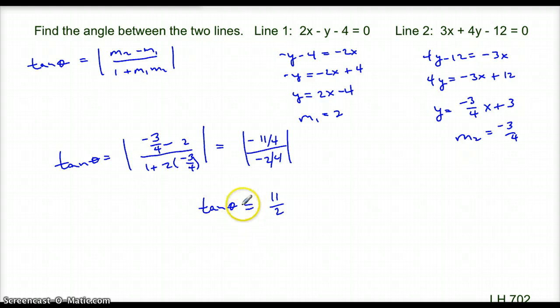So how do we get theta? We need to use the arctangent. Theta is going to equal the arctangent of 11/2. And if you plug it into the calculator, you're going to get theta is approximately equal to 79.70 degrees.